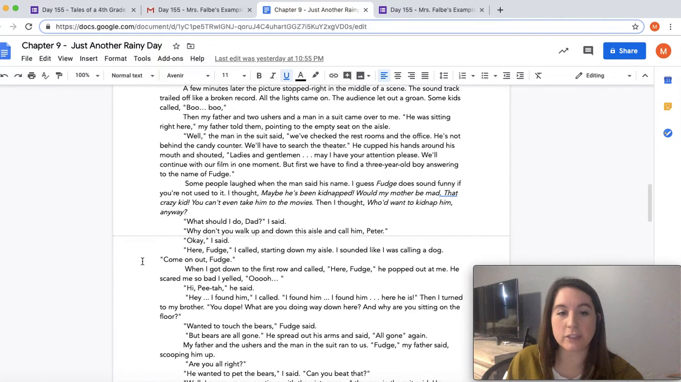"Well," the man in the suit said, "we've checked the restrooms and the office. He's not behind the candy counter. We'll have to search the theater." He cupped his hands around his mouth and shouted, "Ladies and gentlemen, may I have your attention, please? We'll continue with the film in one moment. But first, we have to find a three-year-old boy answering to the name of Fudge." Some people laughed when the man said his name. I guess Fudge does sound funny, if you're not used to it, I thought.